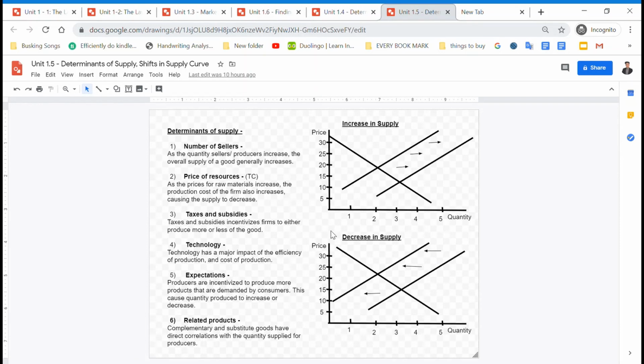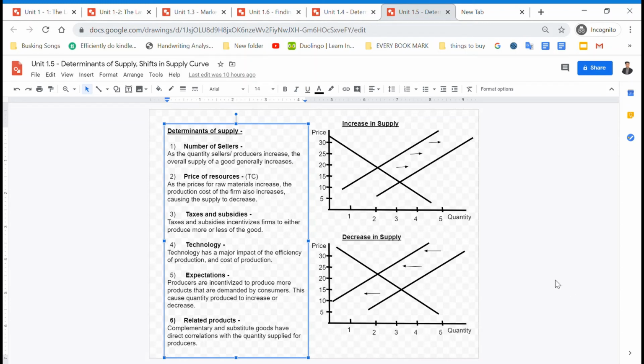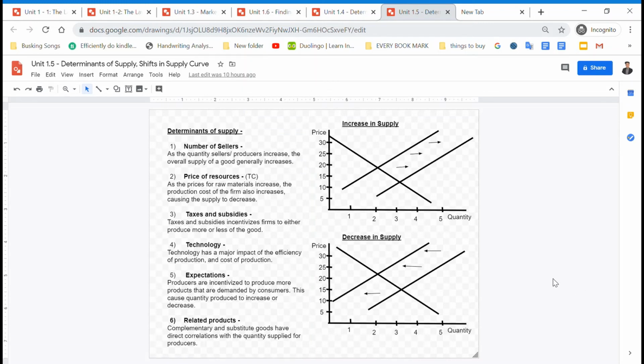Now, what are the determinants of supply that influence supply to either shift upwards or shift downwards? What influences supply to increase and decrease? There are basically 6 reasons why supply will either increase or decrease. The number of sellers is the most prominent and a go-to example of a shift in supply curves.